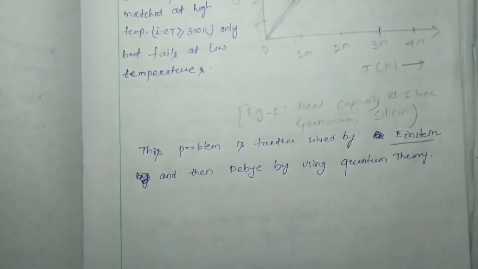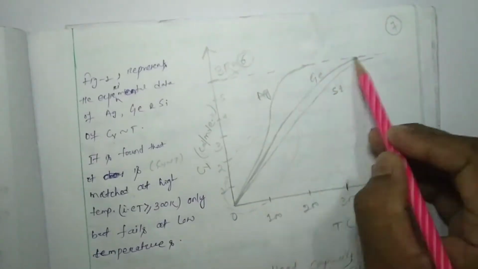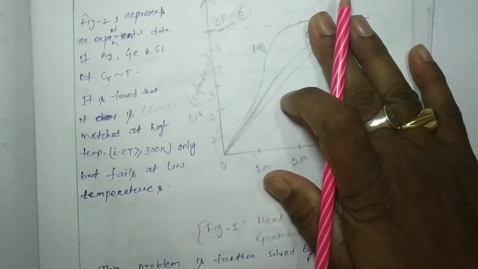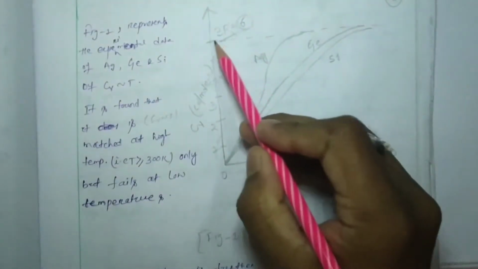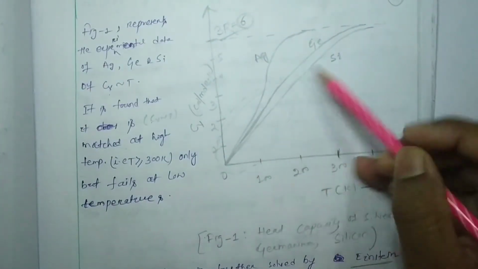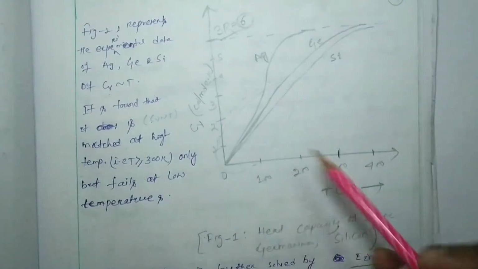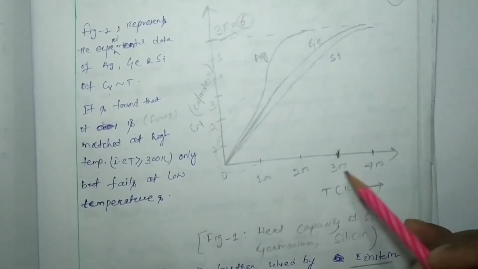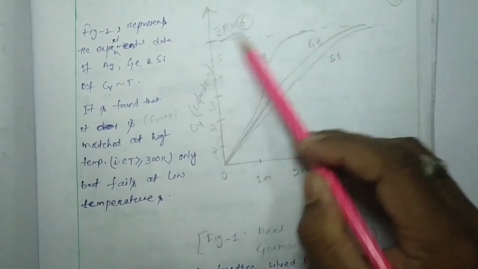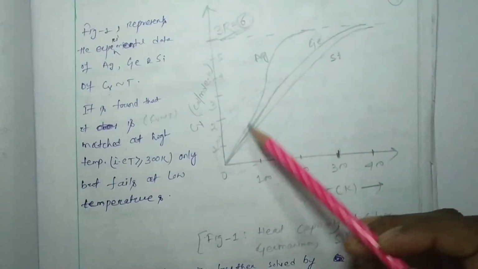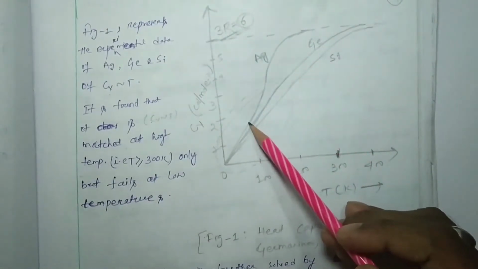That means if we take Cv along the y-axis and T along the x-axis, according to classical theory it has to be 6. But if we consider different materials, Cv decreases with decreasing temperature. At higher temperature, more than 300 Kelvin, it matches with 6. But below 300 Kelvin, it is decreasing. Why is it decreasing? The classical theory could not explain it.